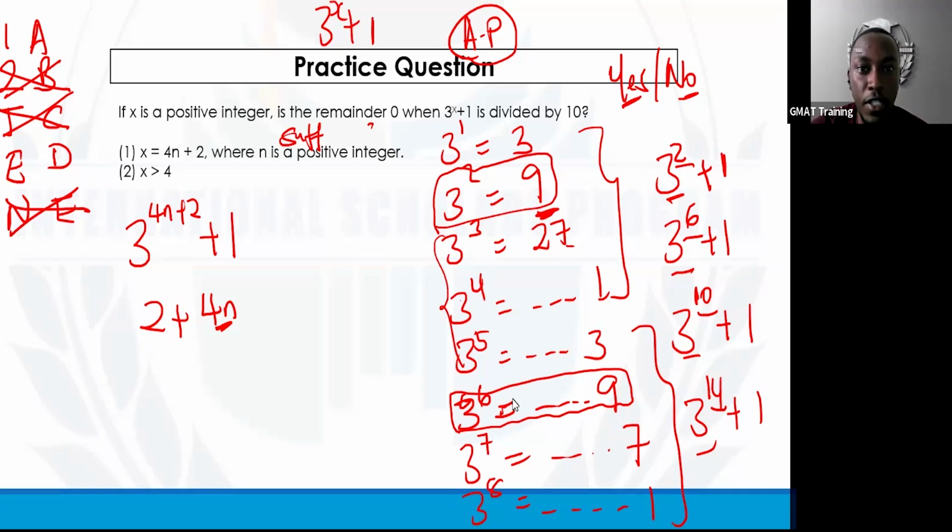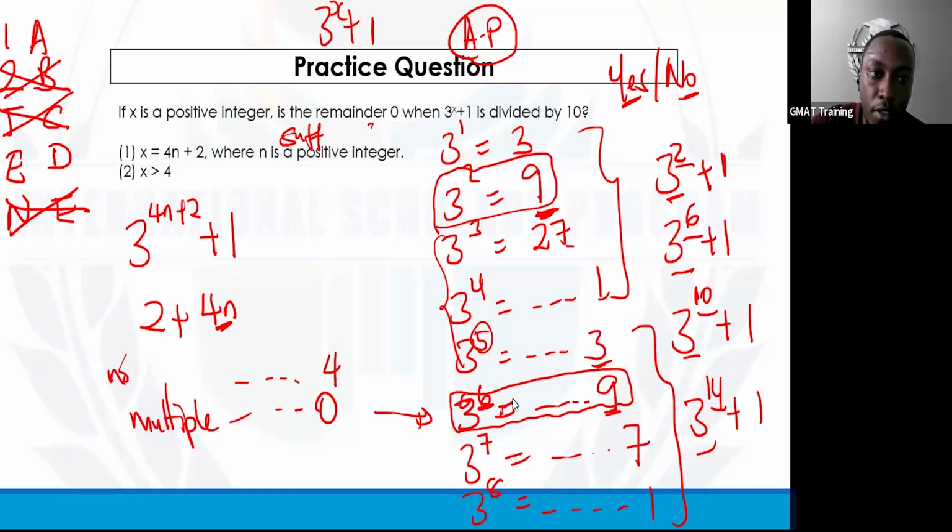X is greater than 4. So if X is greater than 4, suppose it's 5. Then the last digit will be 3, plus 1, that will be a digit ending in 4. So that's not a multiple of 10. But if X is 6, then it ends in 9. Then plus 1, that will be a number ending in 0. That means that this is a multiple.